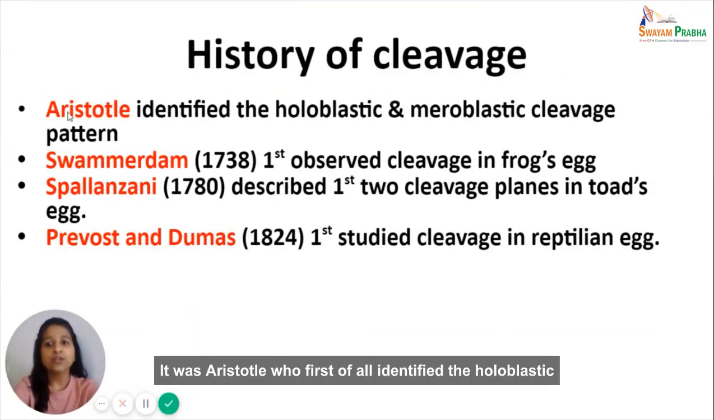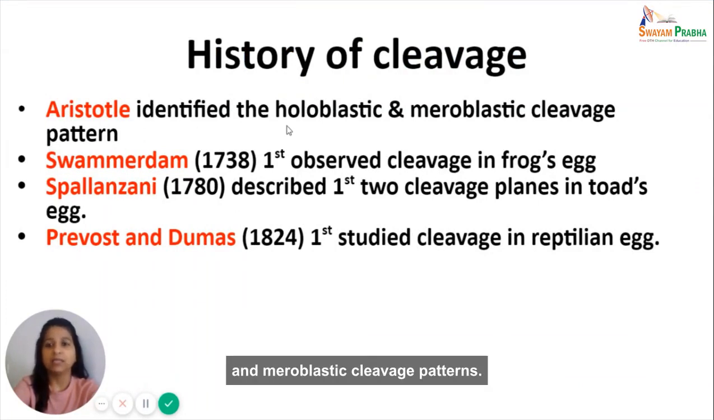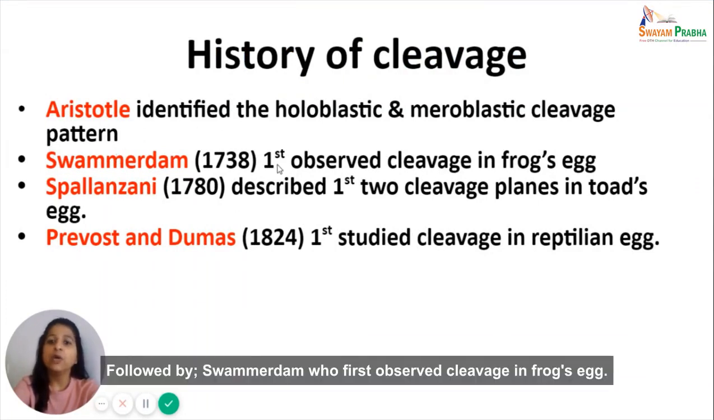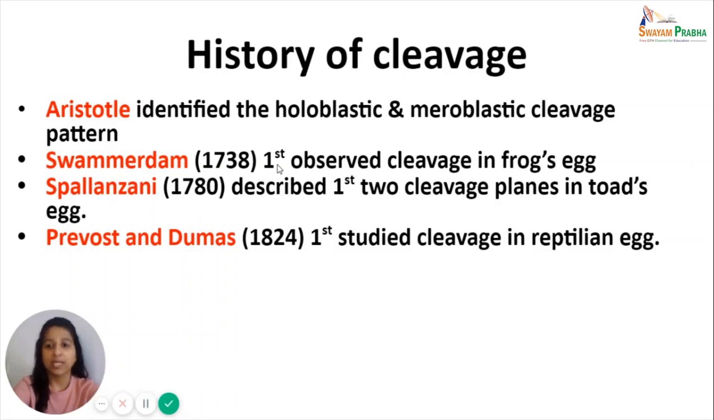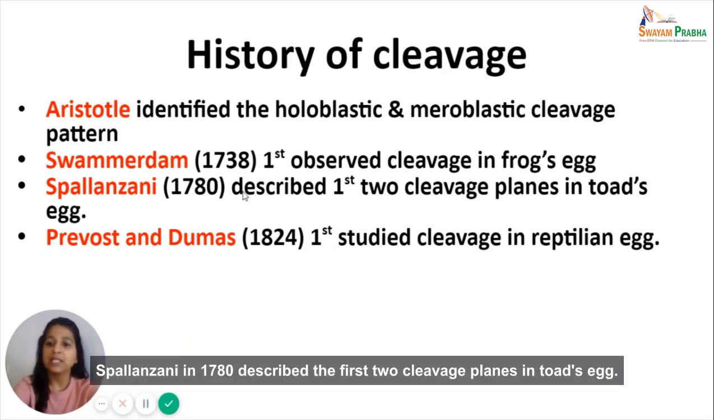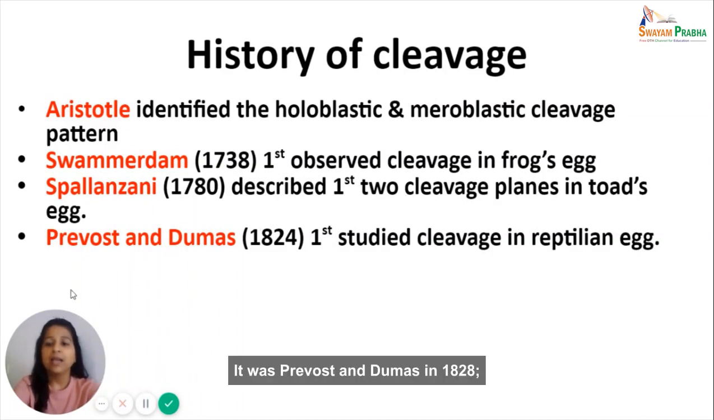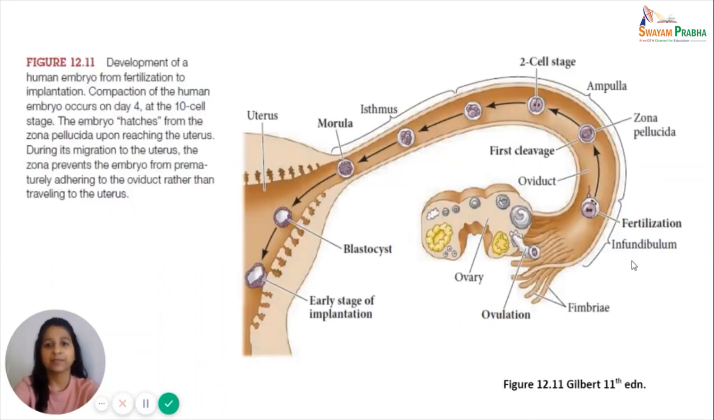It was Aristotle who first of all identified the holoplastic and meroplastic cleavage patterns, followed by Swammerdam, who first observed cleavage in frog's egg. Spallanzani in 1780 described the first two cleavage planes in toad's egg. It was Prevost and Dumas in 1828 who first studied cleavage in reptilian egg.